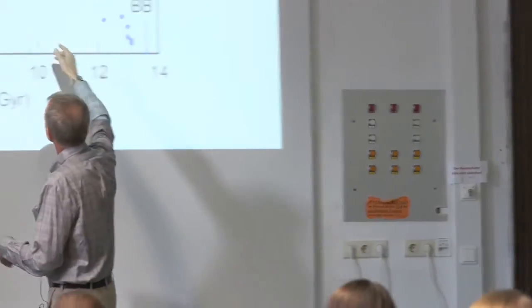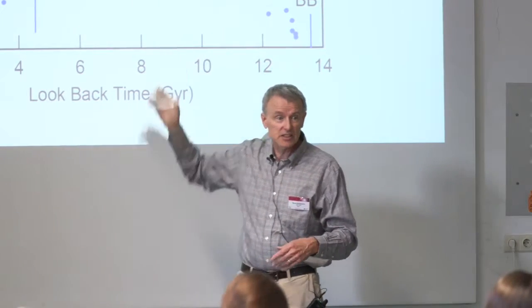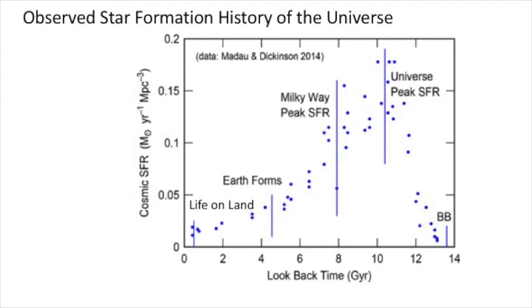Eventually, at around a billion years into the universe, the lower and lower density from the expansion starts to win, and then the accretion rate onto these virialized halos starts to go down. And that's why the star formation rate decays.